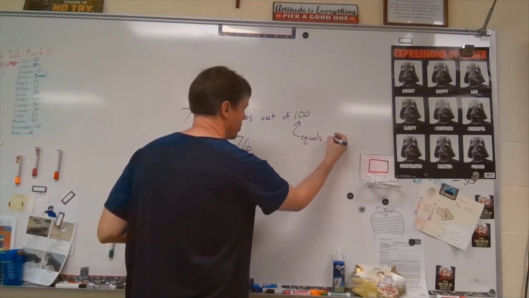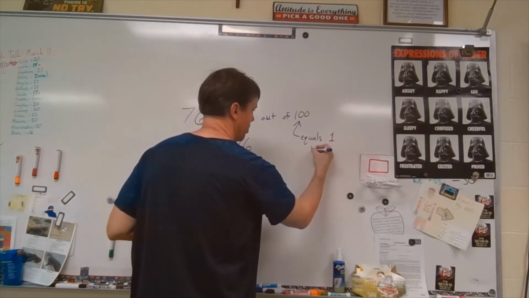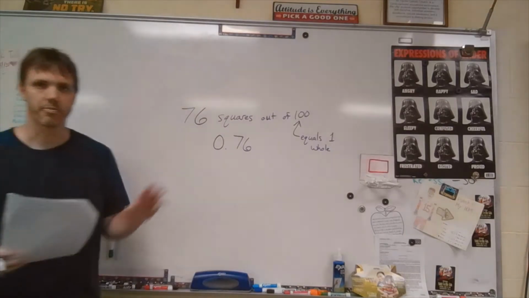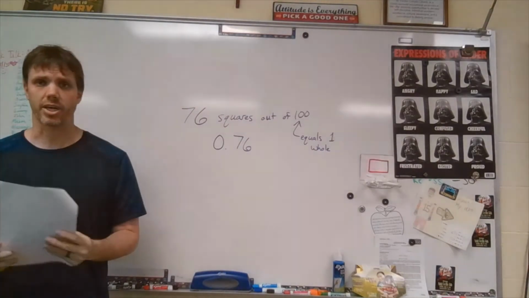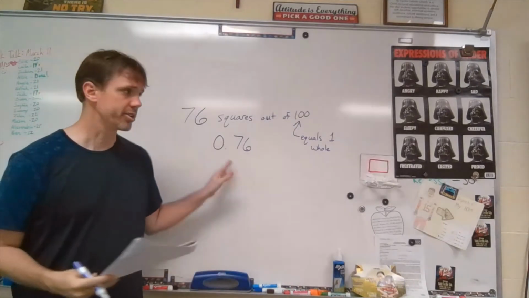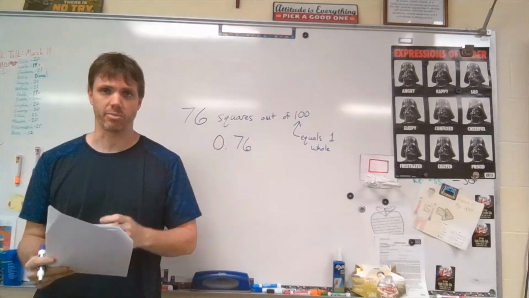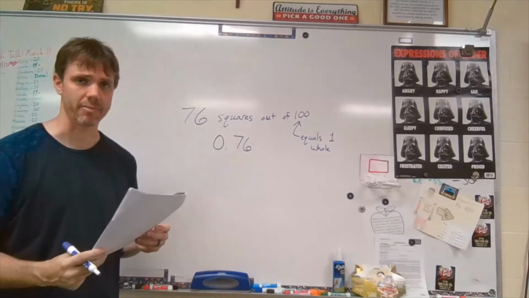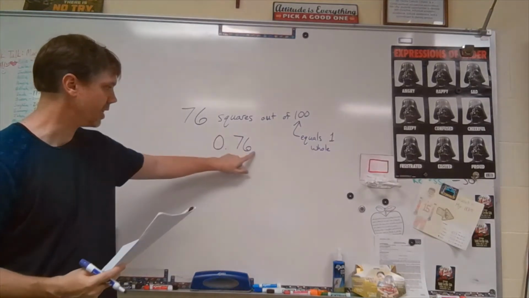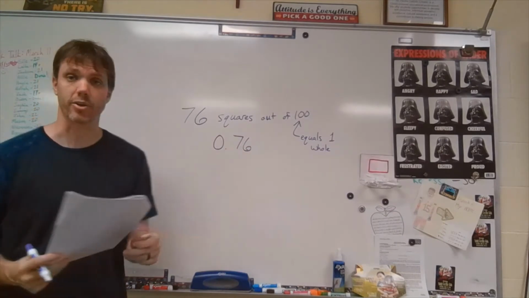Because the 100 equals 1 whole. All right, 0.76. When we start talking about converting between fractions and percents, you'll see this come into play a little bit more, but they want to start you off with decimals because it's easy. Notice I had 76%, and then I literally just moved that decimal 2 spots over, and that was all it took.